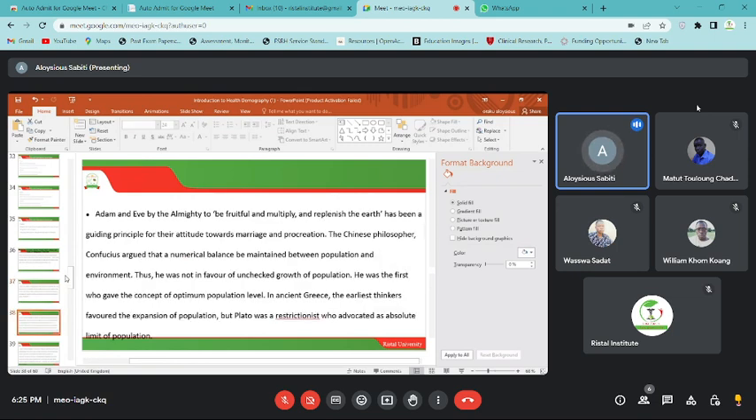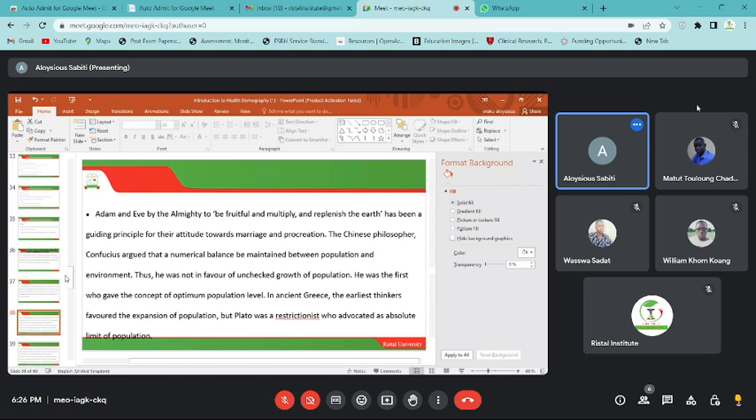Similarly, if you look at the biblical context, for those who are Christians, Adam and Eve, by the Almighty, were guided to be fruitful and multiply and replenish the earth. This has been a guiding principle for their attitudes towards marriage and procreation. So many Christians today believe, because of the commandments, which we also call a population theory, because of that commandment that was given to them by God, that they want to be fruitful and multiply. That is why, in many Christian contexts, family planning today, or the use of modern contraceptives, is quite a challenge.